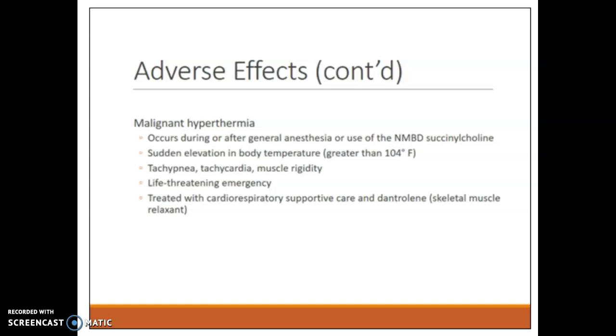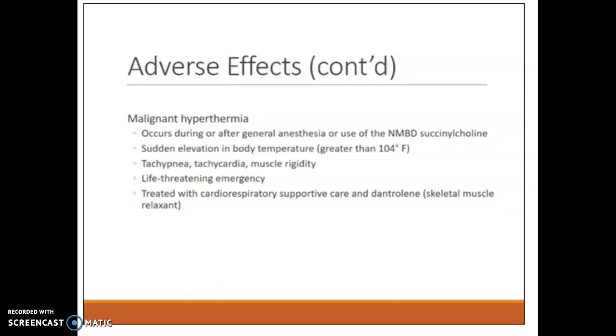So what happens is, in susceptible individuals, general anesthetics and the depolarizing neuromuscular blocking agents like succinylcholine produce a change in the cells, which results in an elevated myoplasmic calcium. This activates a cascade that leads to malignant hyperthermia. So this is why it's required to be readily available. It is also sometimes used as a pre-anesthesia treatment when there's a high risk of malignant hyperthermia.